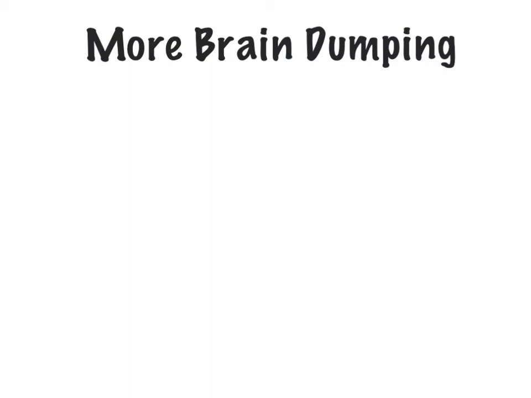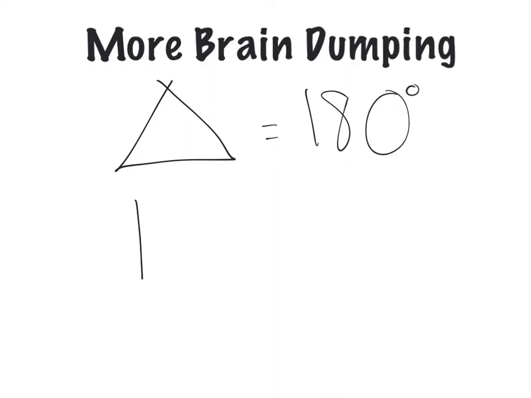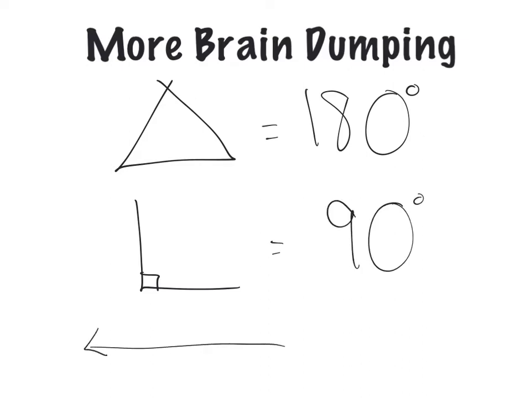Another thing that people like to remember for brain dumping is that a triangle is 180 degrees. A right angle is 90 degrees. And that a straight line is also 180 degrees. So those are some pretty easy ones that most of us have memorized, but it's nice just to write it down in case you need to look back.